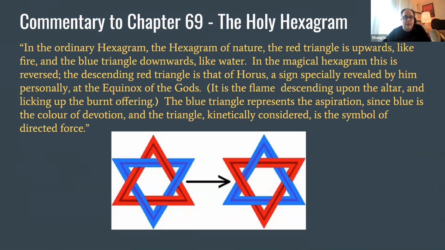The descending red triangle is that of Horus, a sign specially revealed by him personally at the equinox of the gods. It is the flame descending upon the altar and licking up the burnt offering. The blue triangle represents the aspiration, since blue is the color of devotion, and the triangle, kinetically considered, is the symbol of directed force. Okay, so we clearly have a dichotomy here between the hexagram of nature and the hexagram of magic, or the holy hexagram.